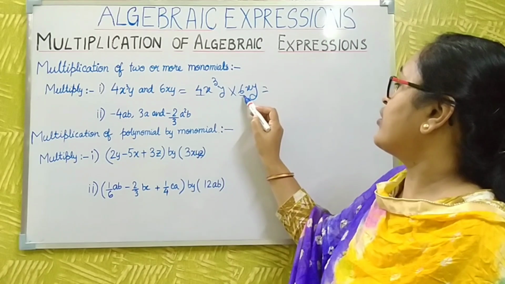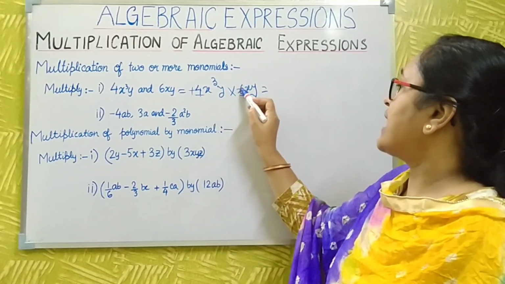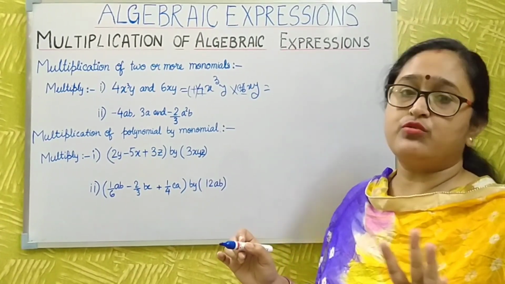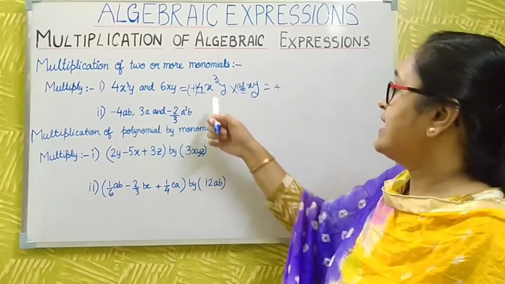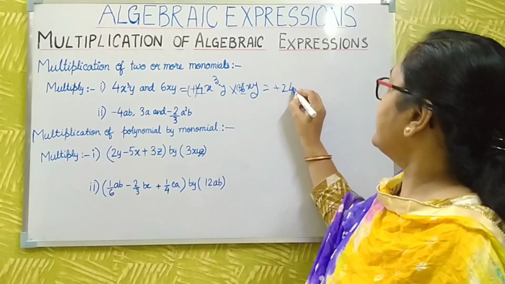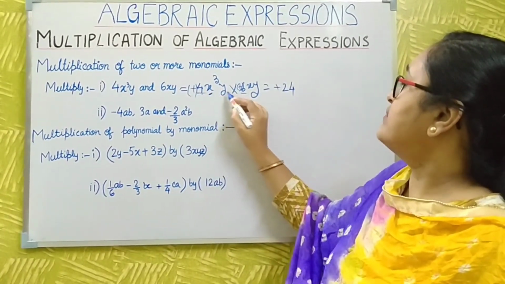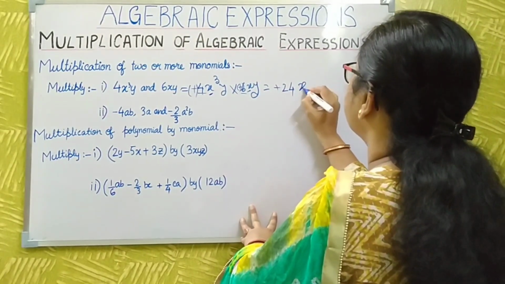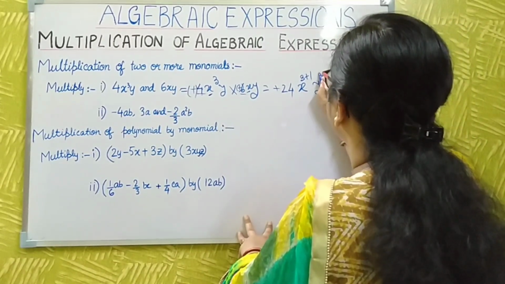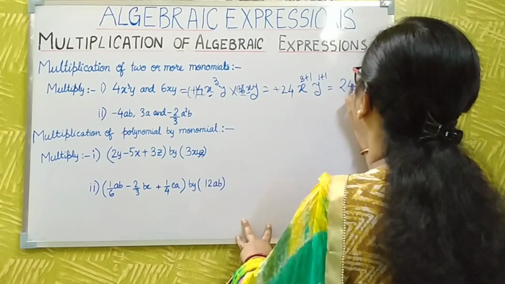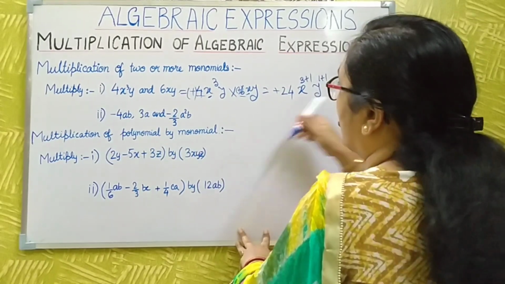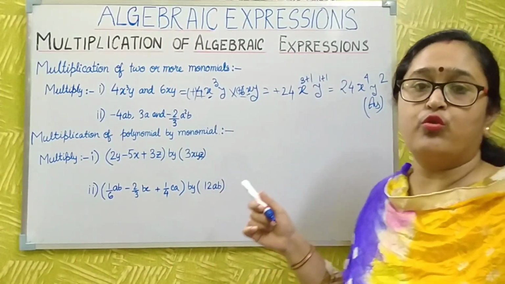First you do the multiplication of 4 and 6. Here there is no sign, so here is plus and here is plus. All of you know plus into plus is plus. First you put the sign, then you do the multiplication of 4 and 6. 6 4s are 24. Then you do the multiplication of the variable x: x to the power cube plus 1. And then the y term: 1 plus 1. That is 24 x to the power 4 y square. This is the answer of the multiplication of these monomials.